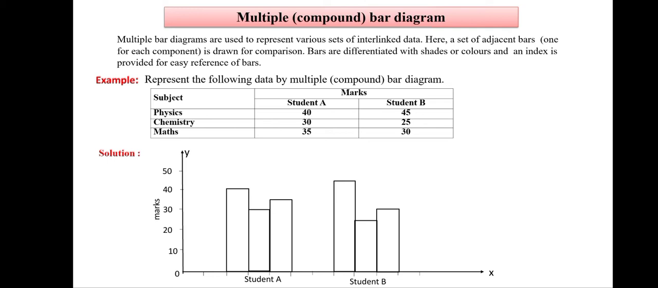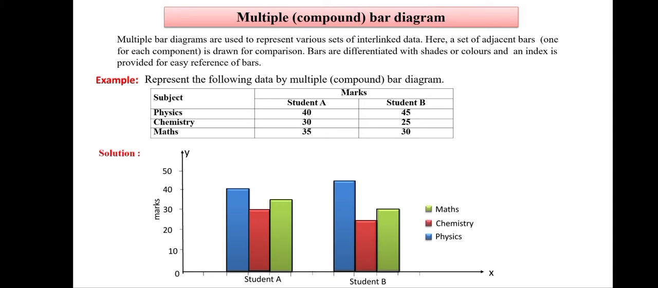Okay, now to make the difference between physics, chemistry and maths, let us shade or color the area. So for physics we have shaded with blue color, for chemistry with red color, and for mathematics with green color. So we have to show the index here. Also write down the title. Here the title is multiple bar diagram showing marks scored by two students. And here the scale is y-axis 1 centimeter is equal to 10 units. Okay, this is multiple bar diagram.